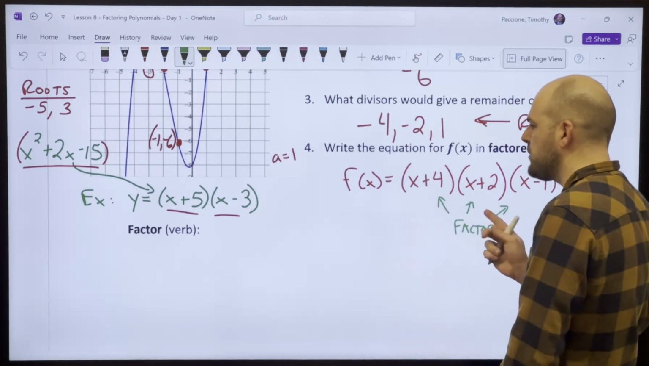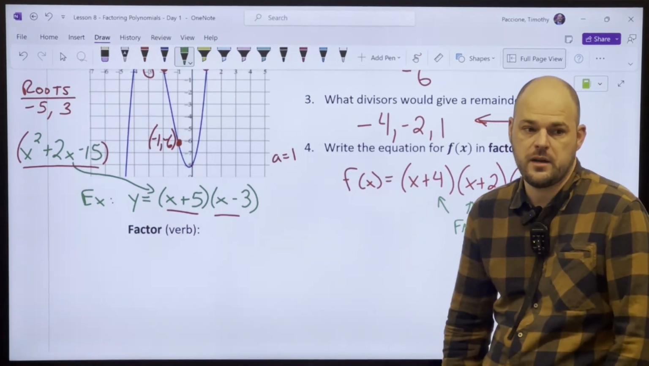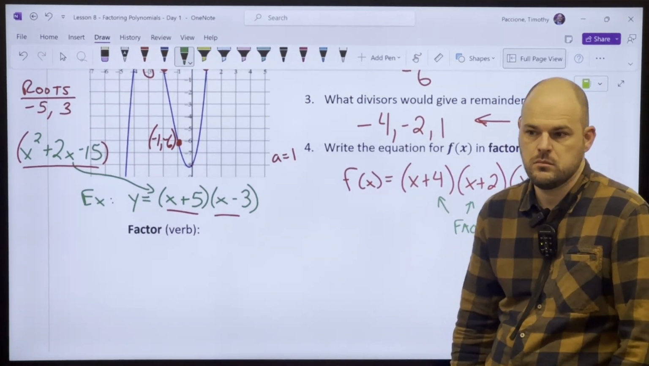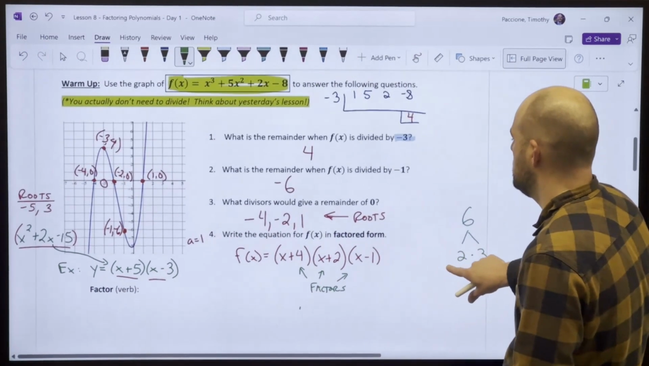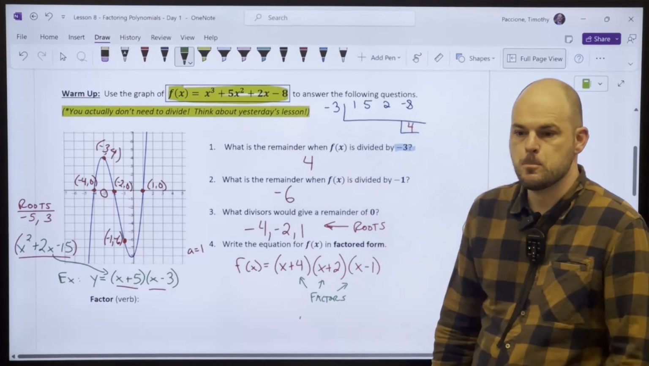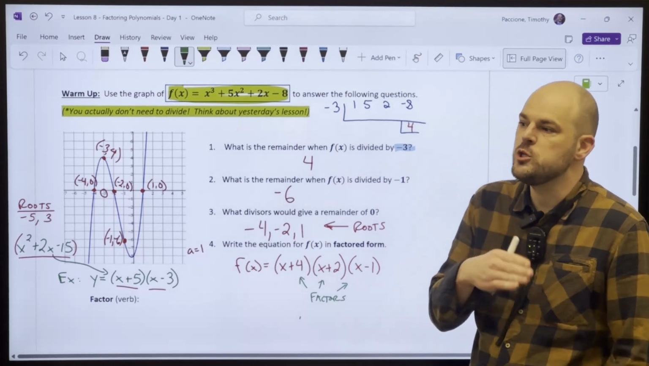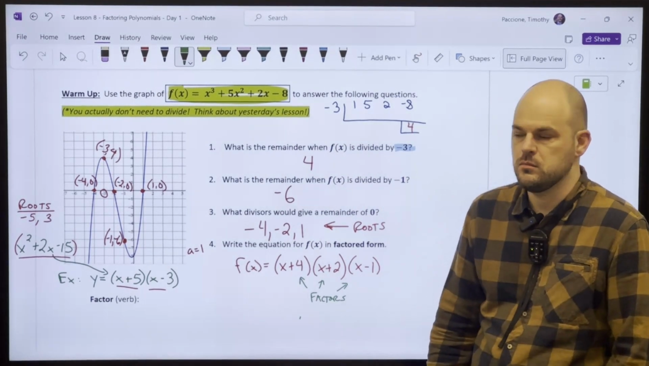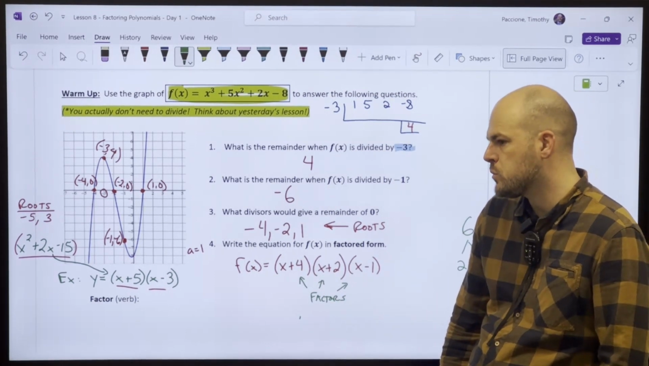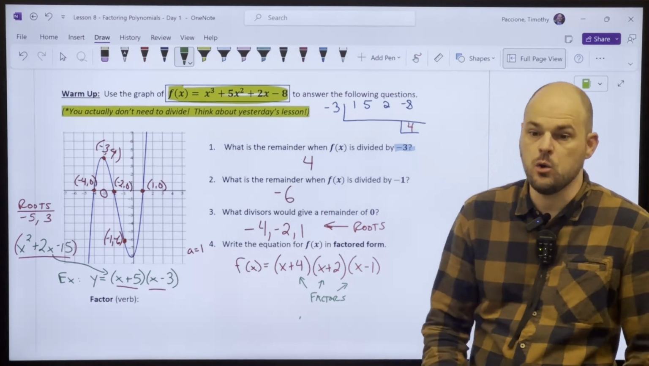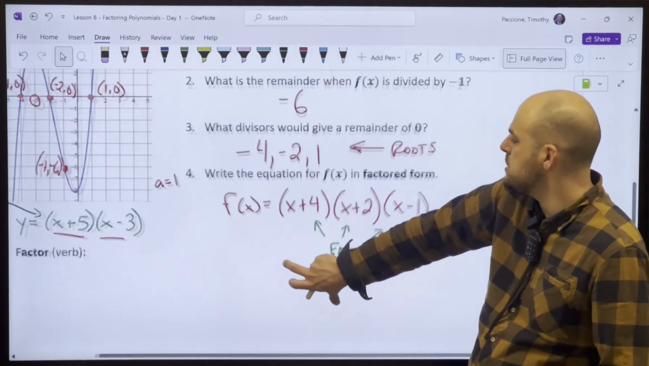What makes them factors, like 2 and 3 are factors of 6? Why are these factors of that? Why are 2 and 3 factors of 6? Yeah, because they're multiplying, those are factors of that because if you multiply those, you'll get that. Exactly. So we gotta hammer this home.